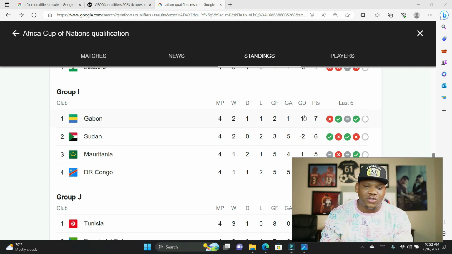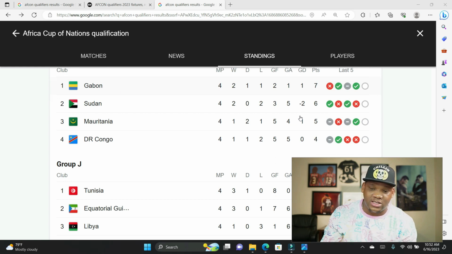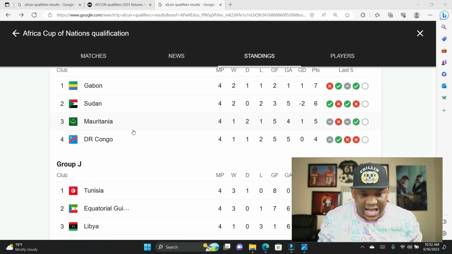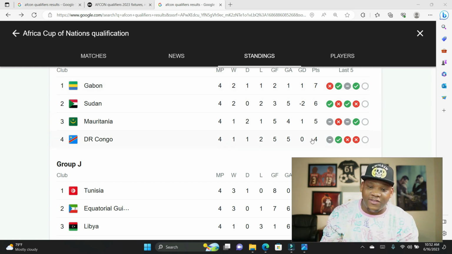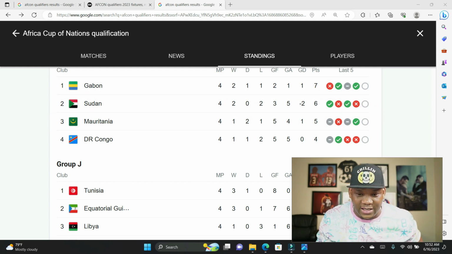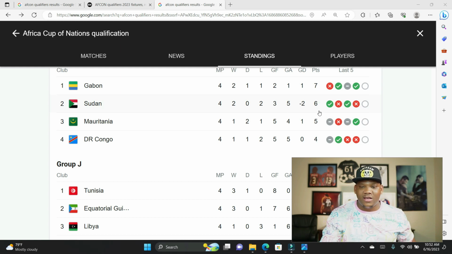Group I: Gabon, Sudan, Mauritania, and Democratic Republic of Congo. This is the tightest group of all, because everybody here can still make it, from last place DR Congo to first place Gabon. And I know these two teams are facing off against each other next week on Tuesday. So that means if DRC wins, DRC will jump up to first place, and Sudan is hosting Mauritania. Depending on who wins here, if Sudan wins, Sudan will be pretty much qualified with 9 points. So anything can happen. Don't get fooled by the group standing here. Anybody can still make it.